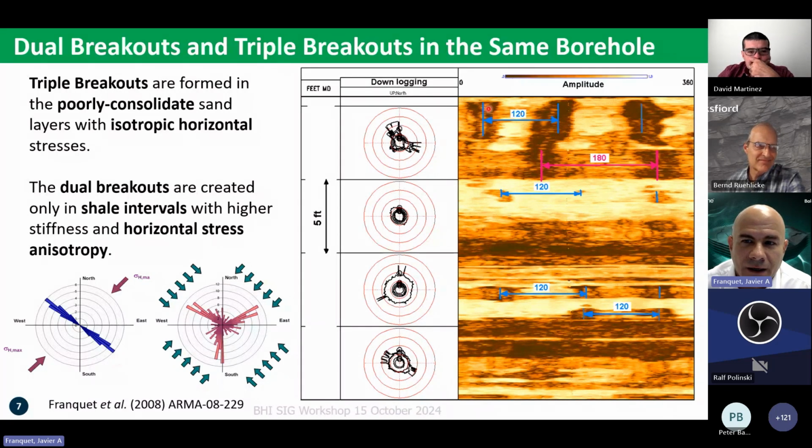And then looking at the triple breakout, they were happening almost randomly, with one primarily dominant breakout actually aligned to the minimum horizontal stress, whereas the others were 120 degrees apart. This was very insightful. This is something that we didn't know, so I'm happy to share this observation in this forum.